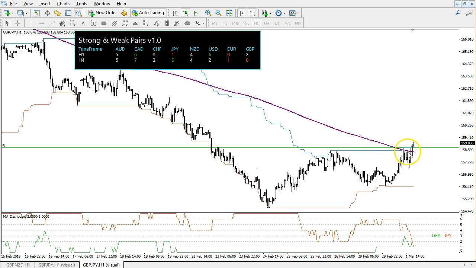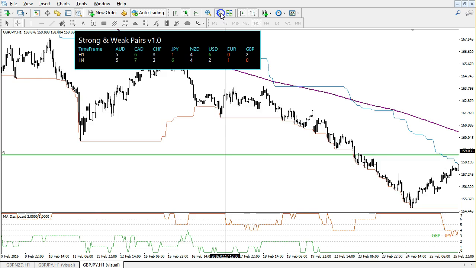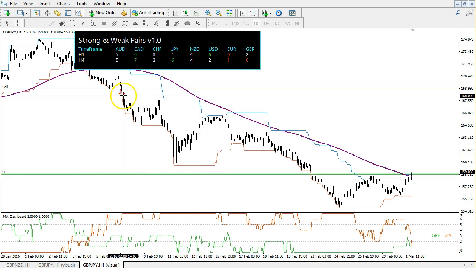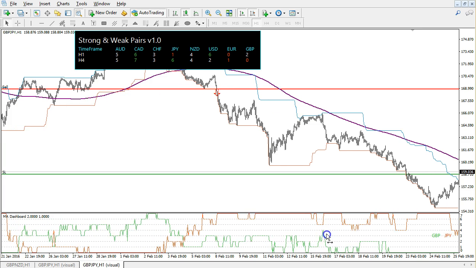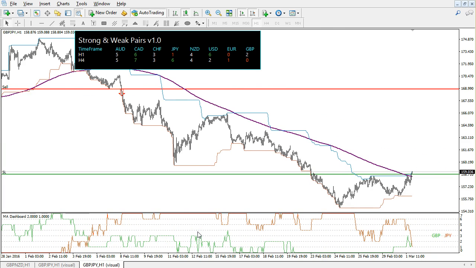But here we are crossing the 200 moving average and the upper line of the channel, so we exit the position here. If we go back and check the signal that we have, we entered approximately here to here, which is around 940 pips, 948.40 pips. This is how you can use the strong and weak indicator to forecast the pair that you are trading.